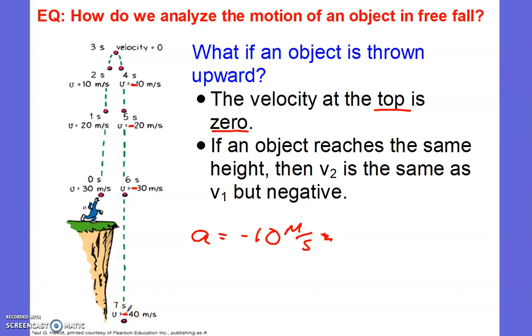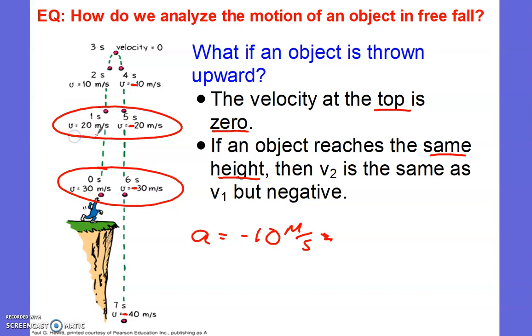And what we see here is that if we're at the same height, then the two velocities are the same, except the final or second one is negative. So at the same height, the two velocities are the same. It is just that the second velocity is negative. Again, at the same height, the two velocities are the same. Only the second one is negative.